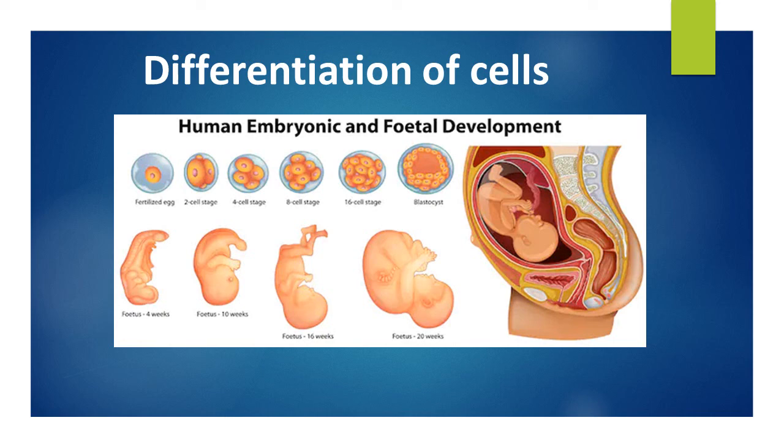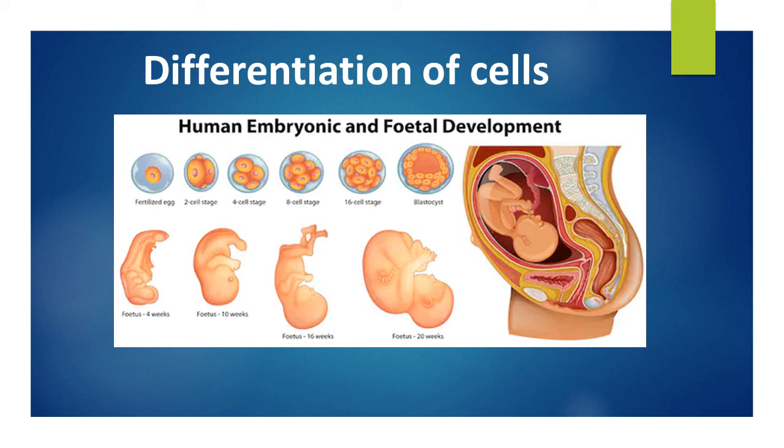Now, differentiation of cells. All humans begin their life as a zygote, which is a single cell. It is formed by fertilizing an egg cell. This will divide into 2 cells, then 4 cells, then 8 cells and so on until an embryo is formed. This process is carried out by mitosis. As the developing embryo grows, the cells become specialized to perform particular roles.